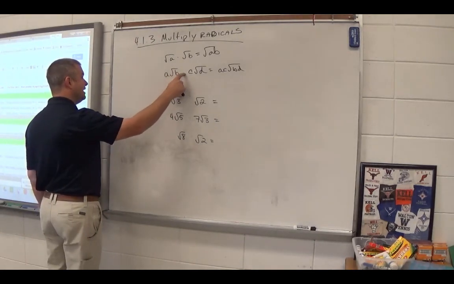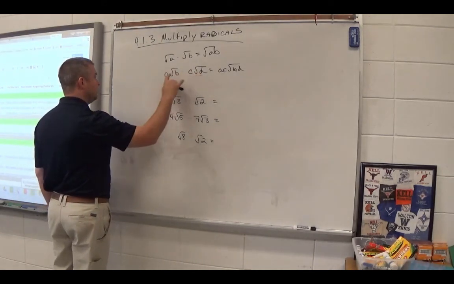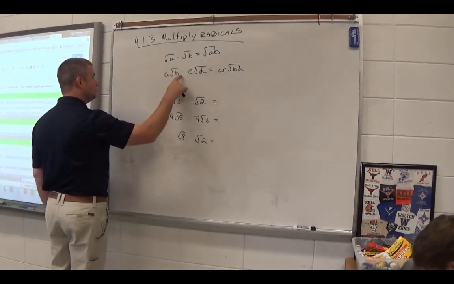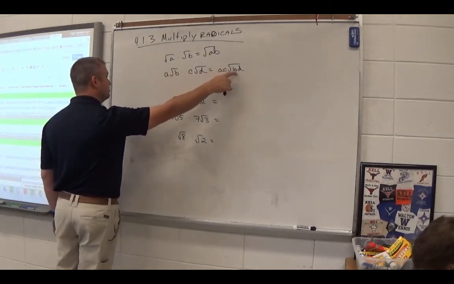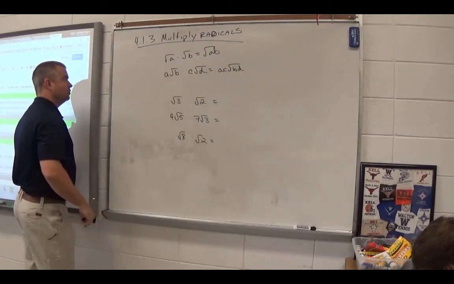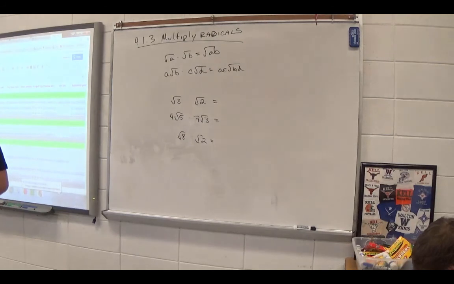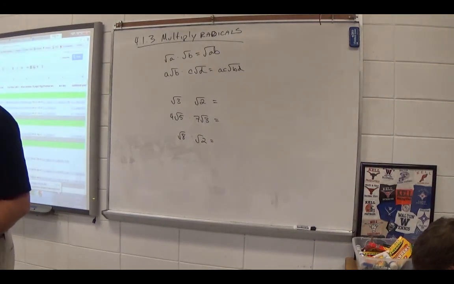A root b times c root d. We multiply the outside and we get AC. We multiply the inside and we get BD. The saying that we say for multiplying radicals is: multiply the outside and then multiply the inside.